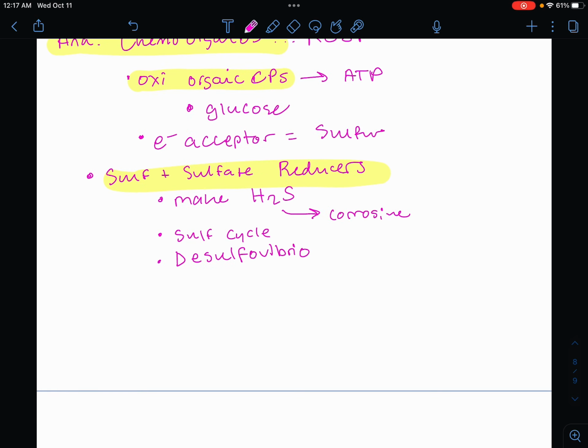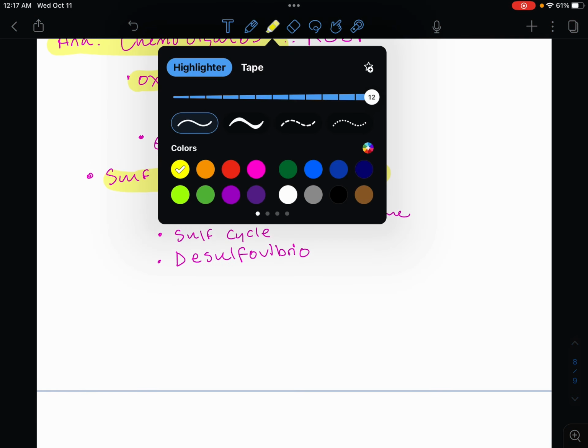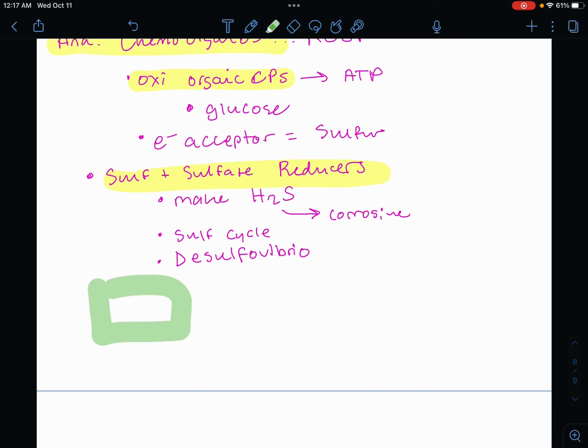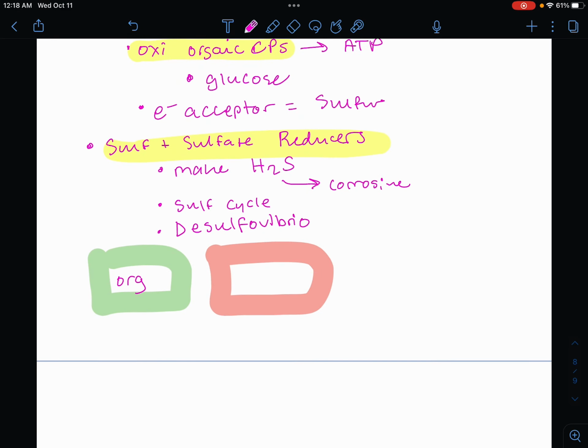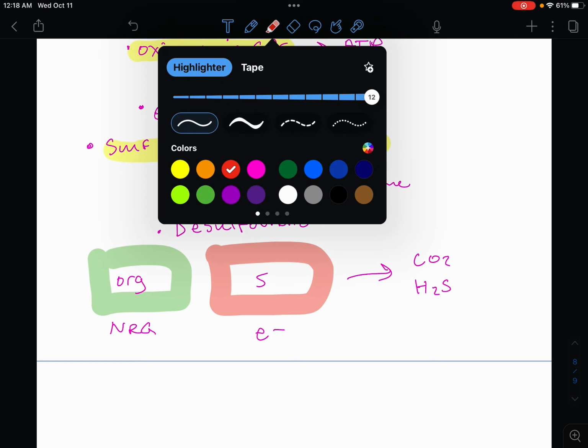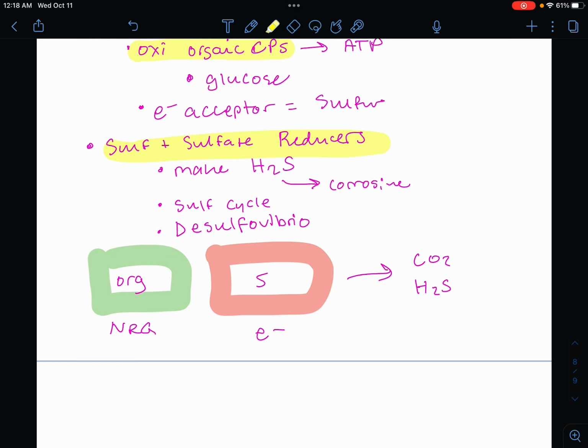Again, if we have our little guide here, we need something like an energy source and then our electron acceptor. So organic compounds are the energy source, and then we have our sulfur as the electron acceptor, and then we're going to have CO2 and H2S as the products. Again, and then energy. All right, let's move on to another part of chemoorganotrophs.